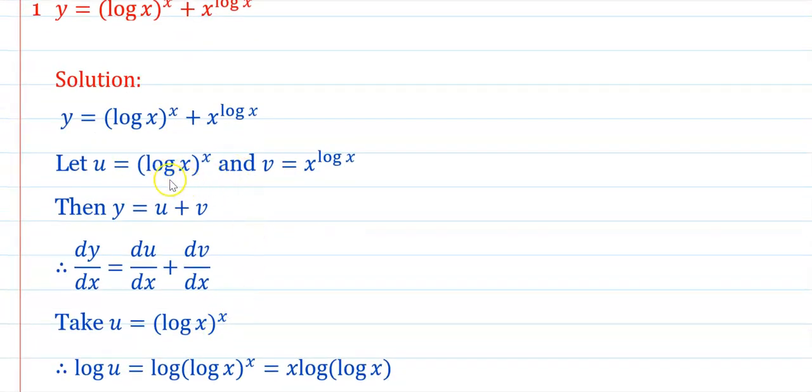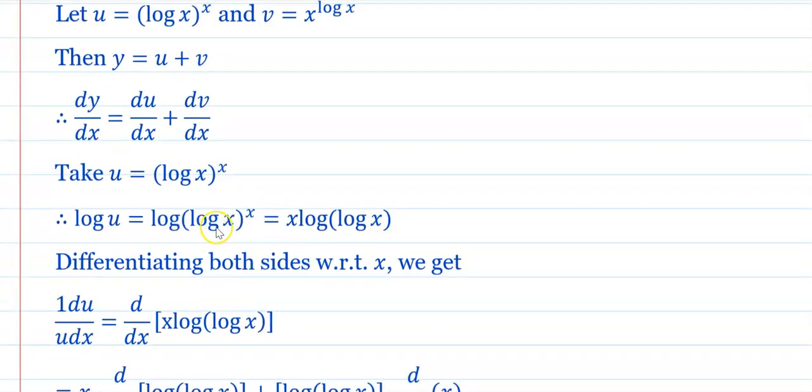We will consider these u and v separately. We will take log for both, differentiate both separately, and then finally add them. u is equals to log of x bracket raised to x, log of u is equals to log of log x bracket raised to x. Therefore it can be written as x into log of log x.